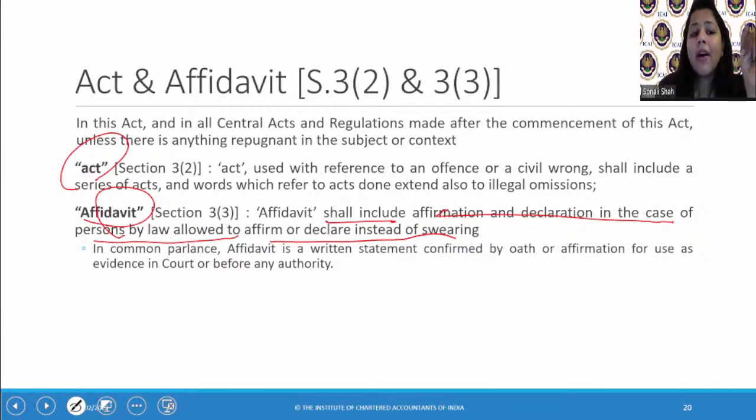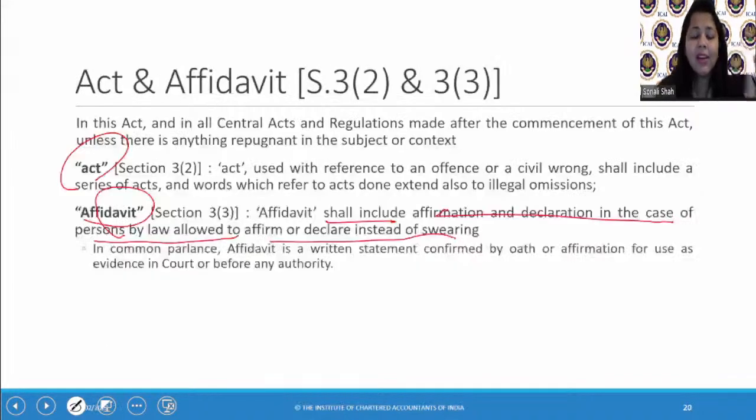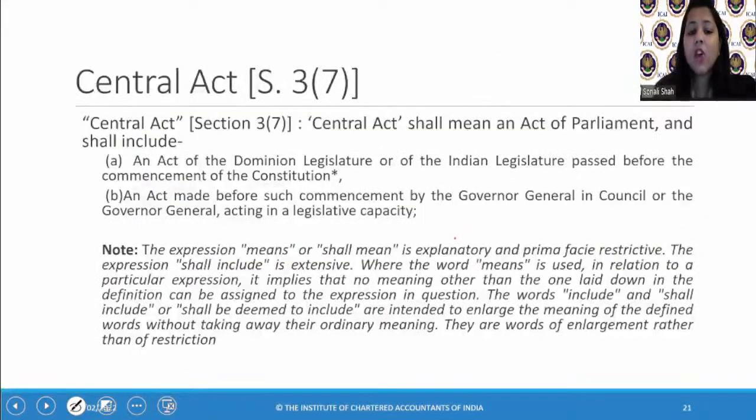So lying on an affidavit is a crime. Correct? Never lie on an affidavit. If you have written something in the affidavit, you have to be bound by it. You are declaring it, you are swearing it, you are affirming to it.